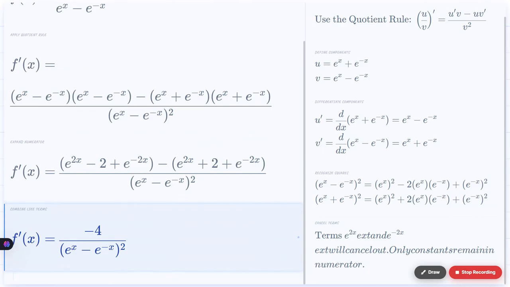We combine the remaining numbers in the top part. We do this to get our final simple number. -2 minus 2 equals -4.